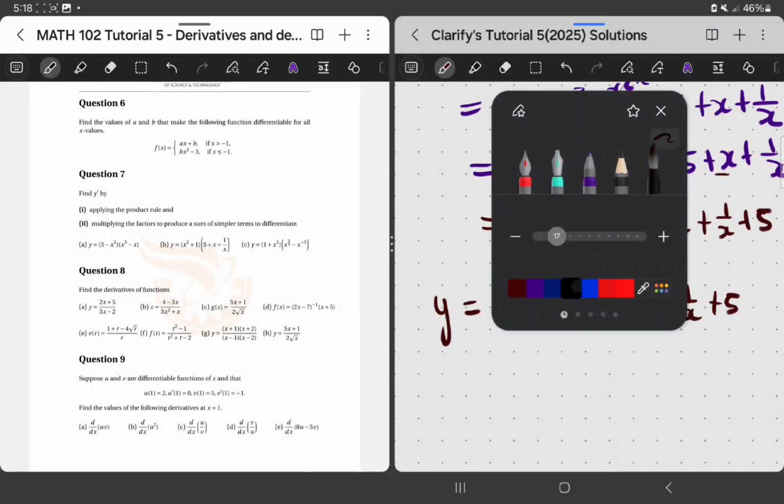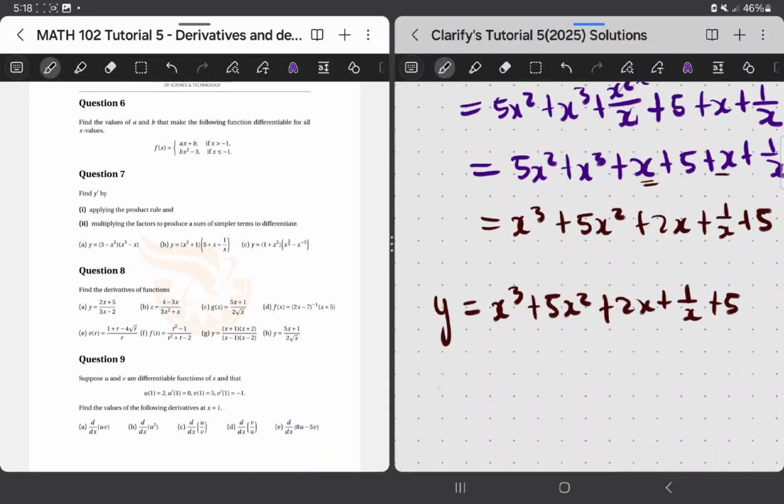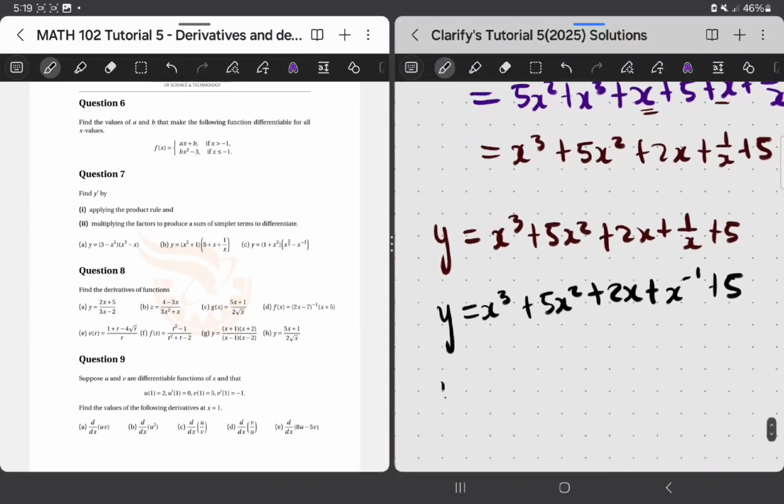Now let's find the derivative. We can say y prime or dy dx is going to be drop the power 3, reduce it by 1, x to the 2, plus drop the power 5, reduce it to the 1, x, plus drop the power 2, plus, oh my, we need to change this so we can differentiate. I'm sorry for that. So y is x to the 3 plus 5x squared plus 2x plus, now this becomes x to the minus 1, then plus 5.